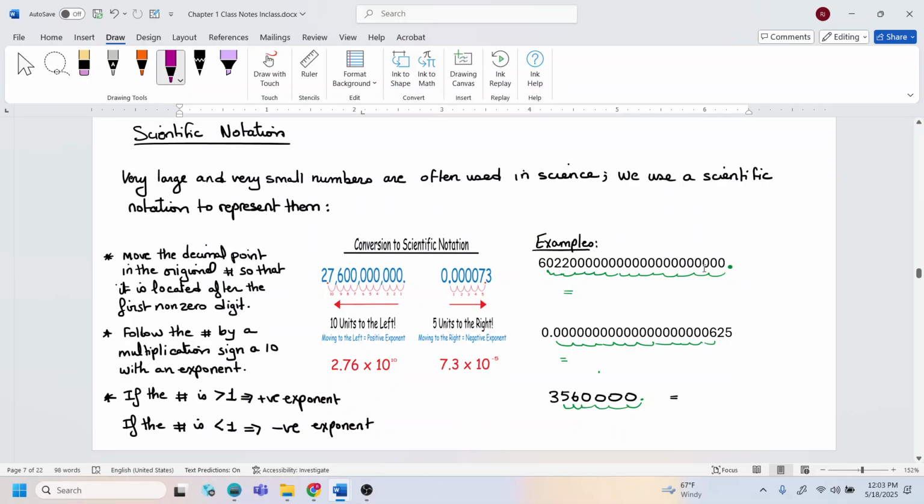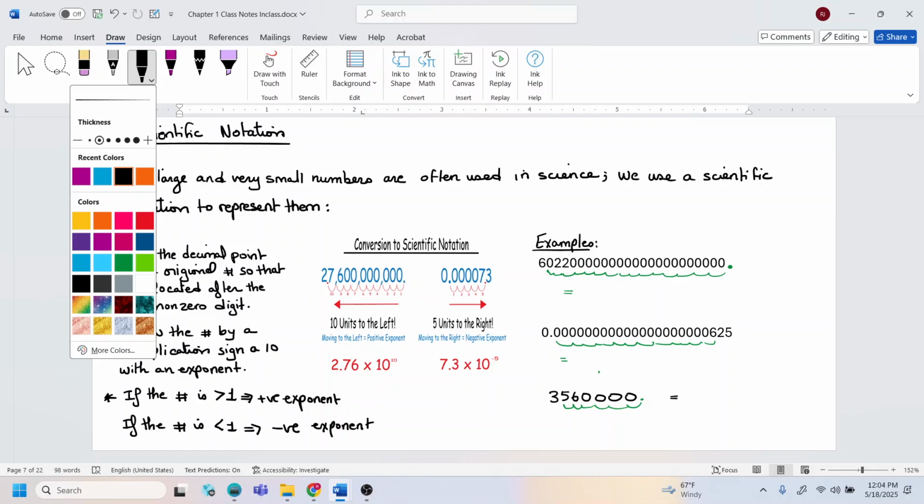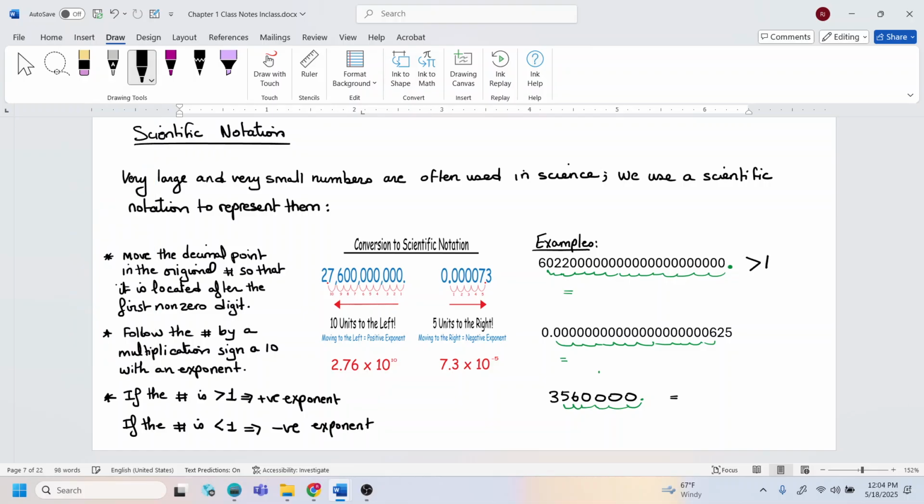So, to represent it in scientific notation, first of all, check: is it bigger than 1 or less than 1? This number is greater than 1, right? So if it is greater than 1, this is what you need to do. Move the decimal point. You do have the decimal place over here. Just move it until after the first non-zero digit, and count how many places you moved the decimal point. So this decimal point, I moved it 23 places until it becomes after the 6.